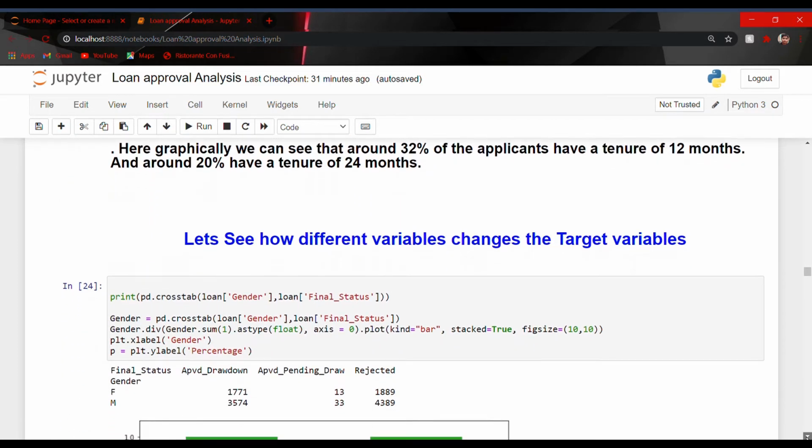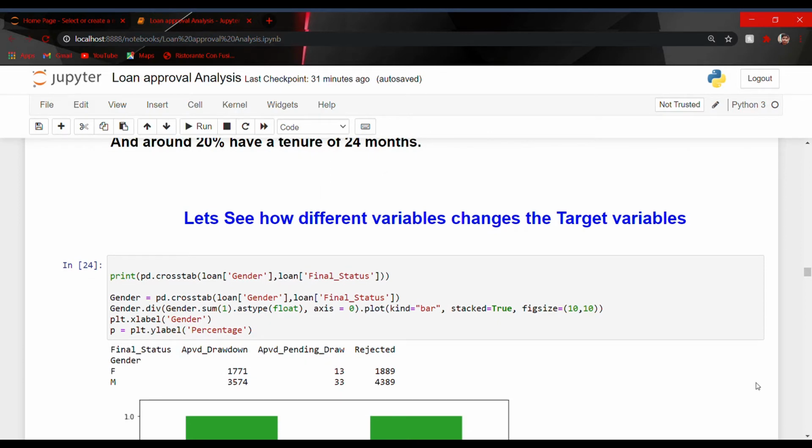Now, let's see how different variables change the target variable. So here, what would the target variable be? As it suggests, for the loan applicant, the target variable would be whether the loan has been approved or not approved. Let's see that analysis. Here I have used print pd.crosstab.